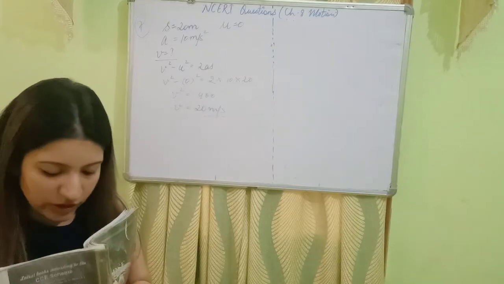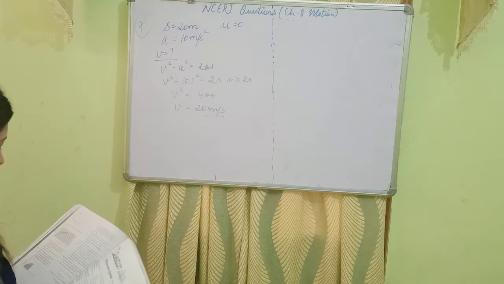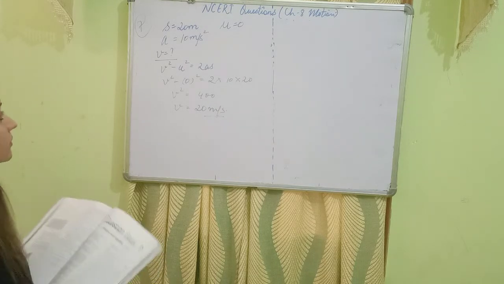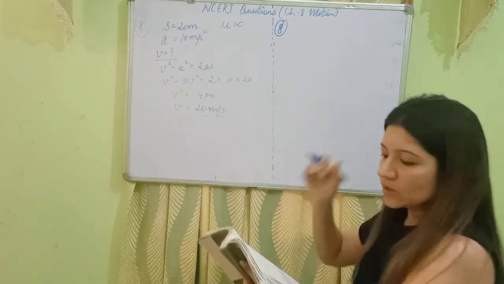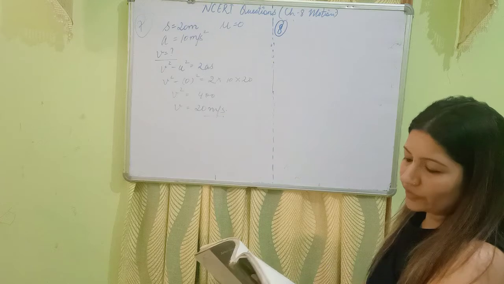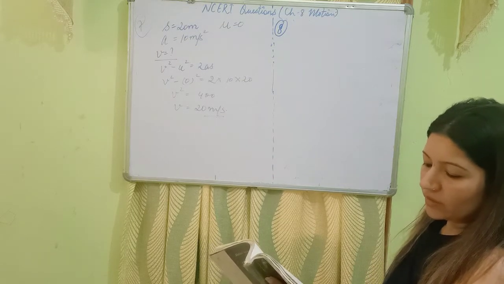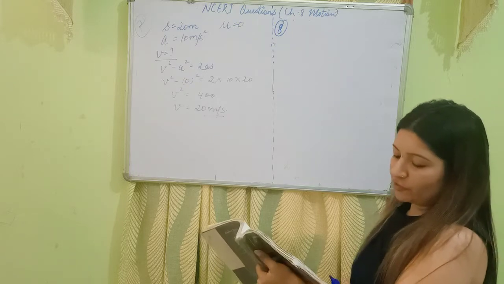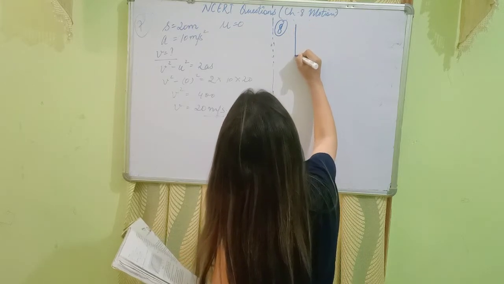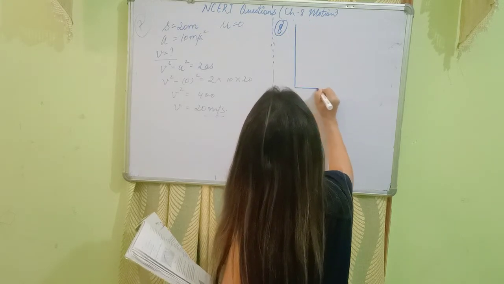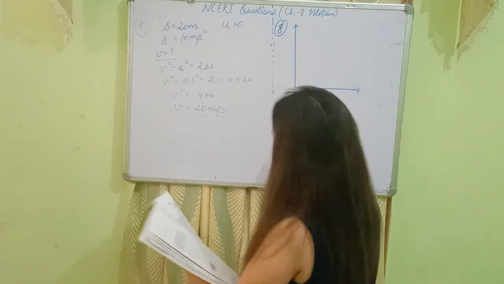Next question, question number 8, it's a speed time graph. Speed time graph of a car is given to you. You need to find out the distance in the first 4 seconds. I'll just plot out the graph. This is again a VT graph, velocity time graph.